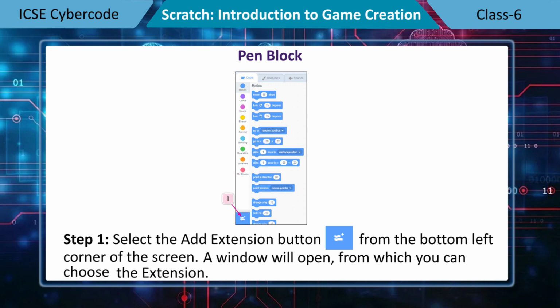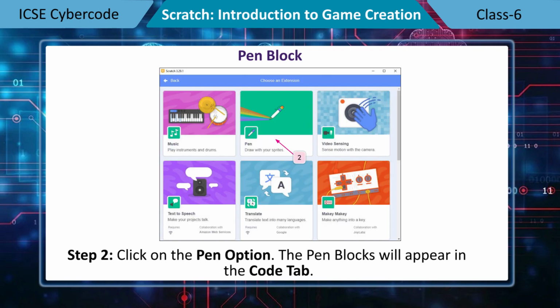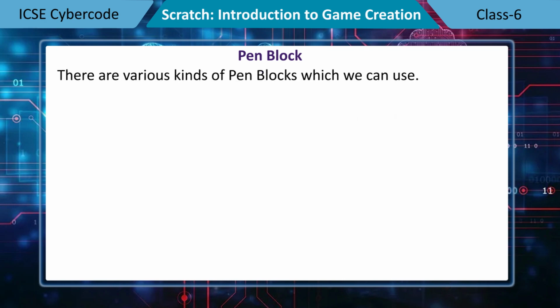Step 1. Select the Add Extension button from the bottom left corner of the screen. A window will open, from which you can choose the extension. Step 2. Click on the pen option. The pen blocks will appear in the Code tab. There are various kinds of pen blocks which we can use.